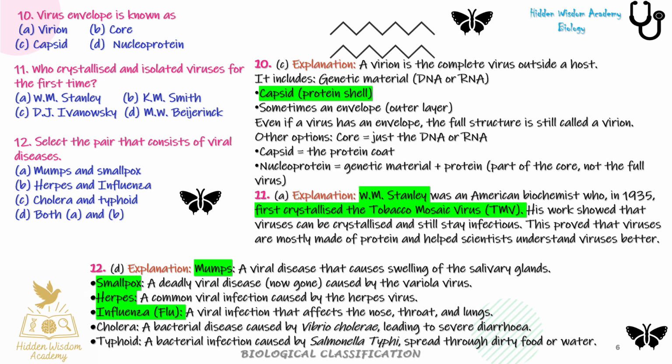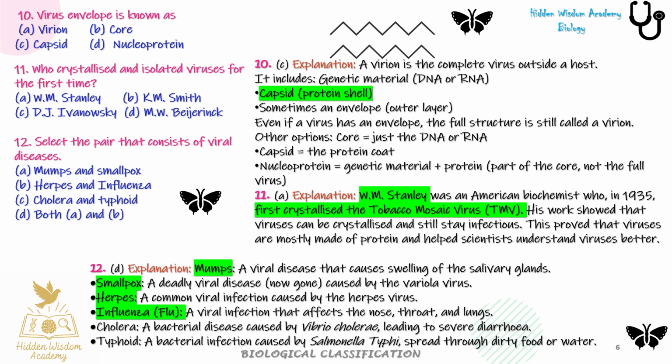Explanation: W. M. Stanley was an American biochemist who, in 1935, first crystallized the tobacco mosaic virus, TMV. His work showed that viruses can be crystallized and still stay infectious. This proved that viruses are mostly made of protein and helped scientists understand viruses better. So, option A is the correct answer.